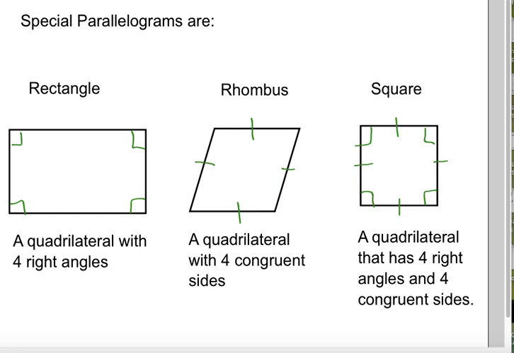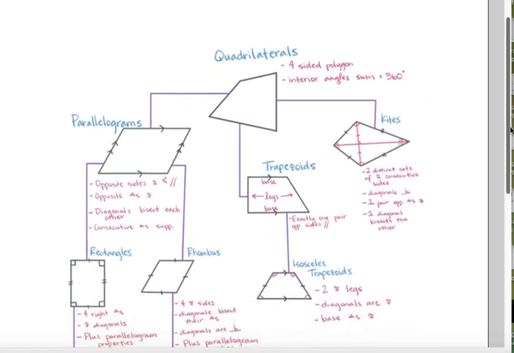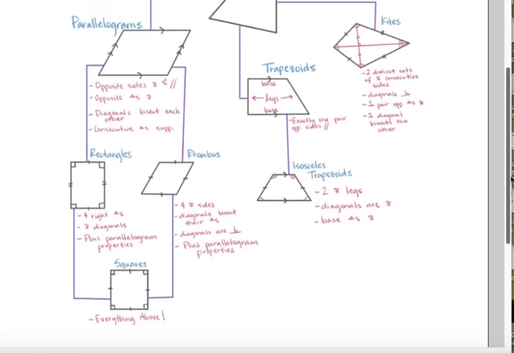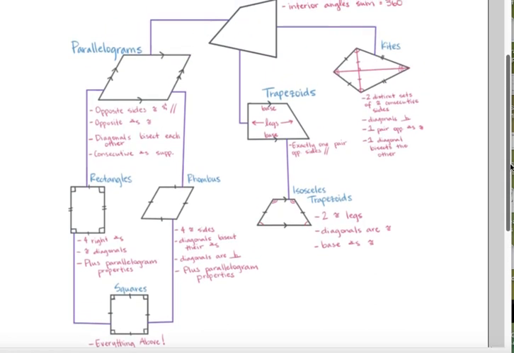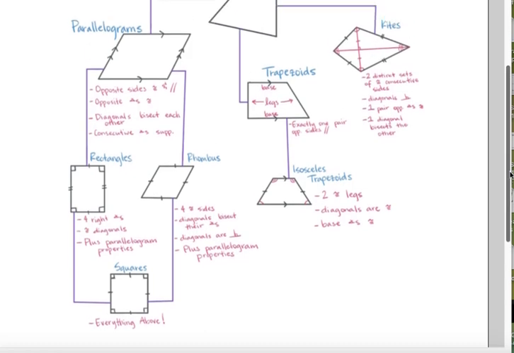We're going to look at the quad family tree and look at more special characteristics for rectangles and rhombuses and squares. This is the quadrilateral family tree, and we normally study all of these quadrilaterals. Today we are only going to be looking at parallelograms in particular and the special parallelograms.